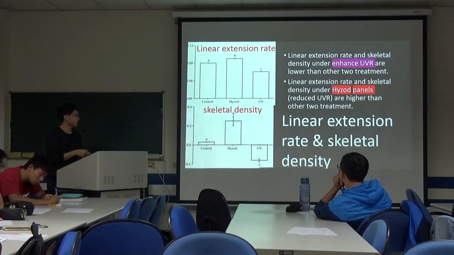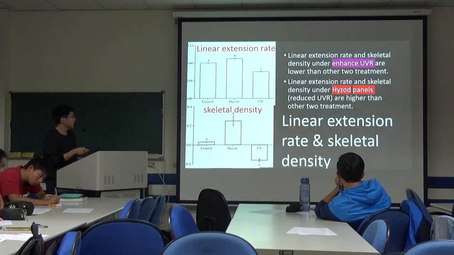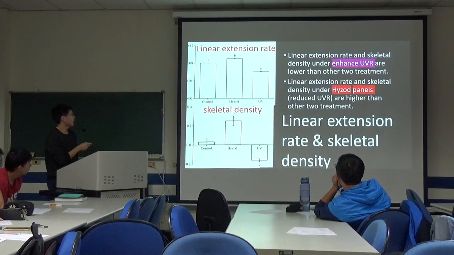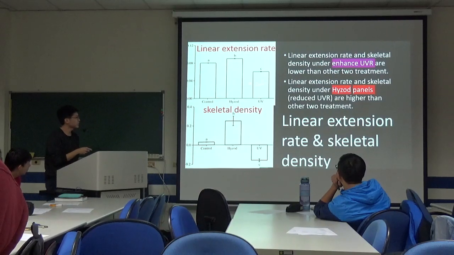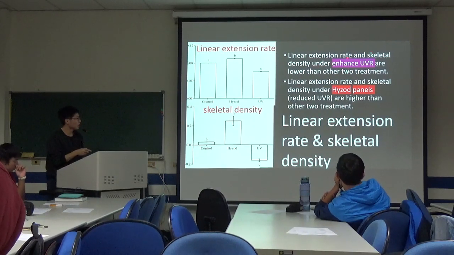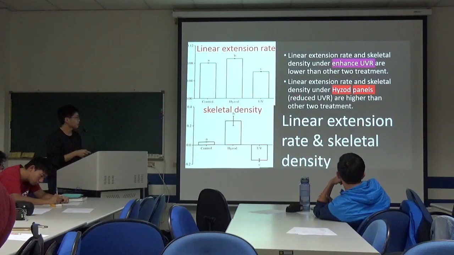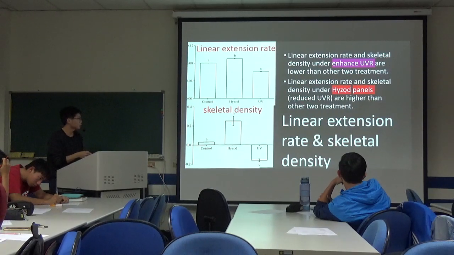Results: linear extension rate and skeletal density. Look at the picture. The x-axis is the three different treatments: enhanced UVR, hydroid panel, and control. The y-axis is the linear extension rate and skeletal density. You can see the linear extension rate and skeletal density under enhanced UVR are lower than the other two treatments, and those under the hydroid panel are higher than the other two treatments.